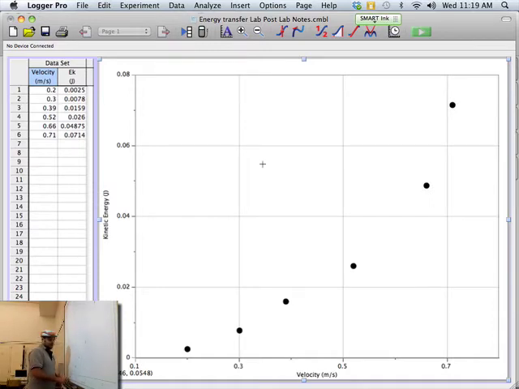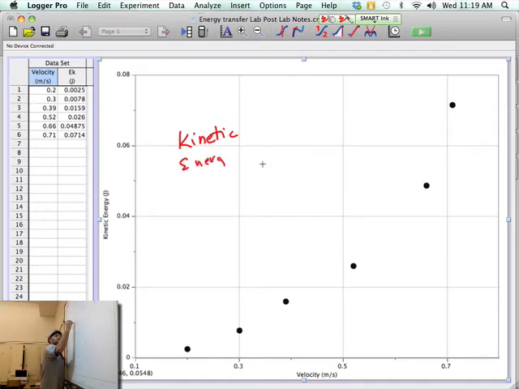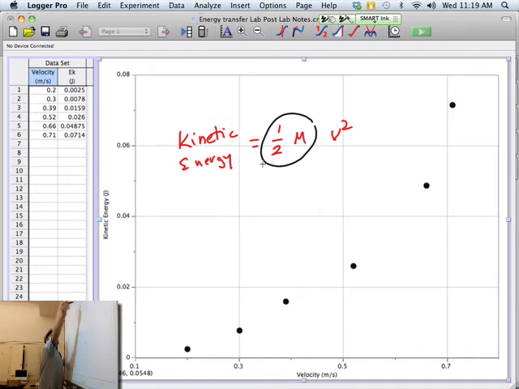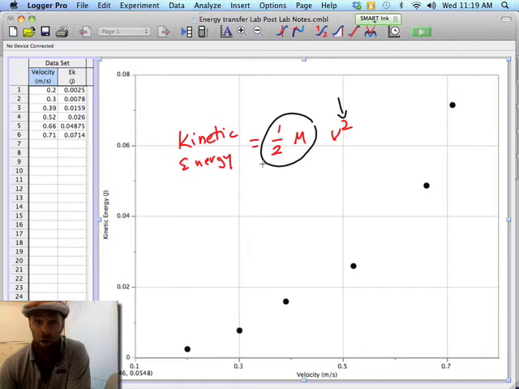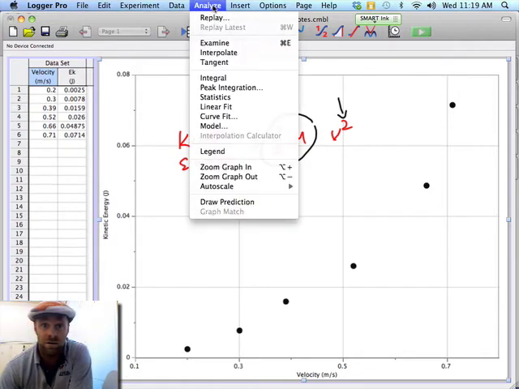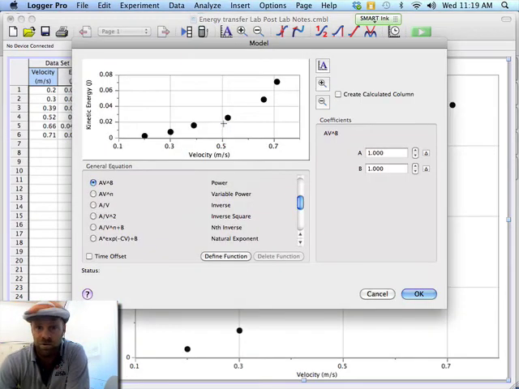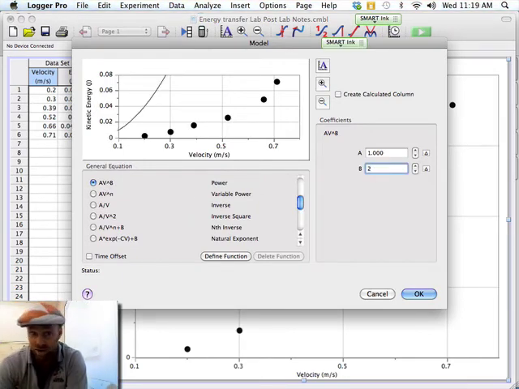You already know the equation for kinetic energy. So you already know that kinetic energy equals what? 1/2 mv squared. All right, so you can see this is a power 2, right? So you can check this with Logger Pro. I just go Analyze, Model. It's a pretty cool thing with Logger Pro. I choose Power. I make B2 for second power.